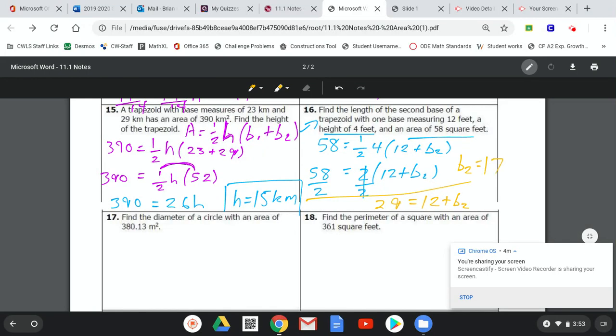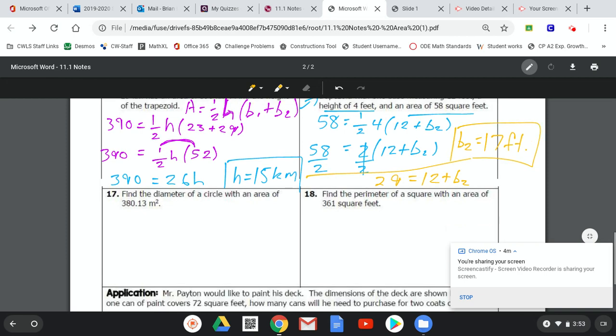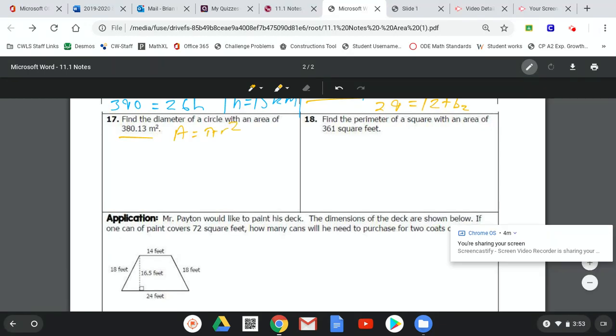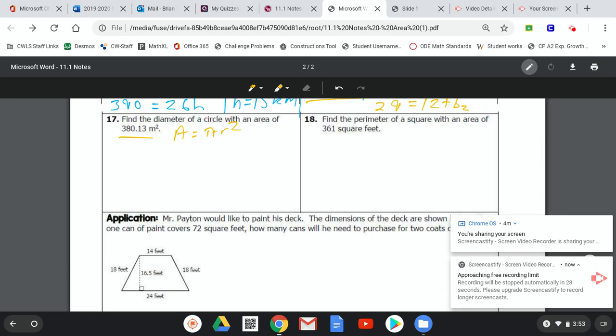And again, we got that from 29 minus 12. So if we look at the next one, it tells us to find the diameter of a circle with an area of this. So area equals pi r squared for a circle. So we're going to plug in our area, which is 380.13 equals pi times our radius squared.